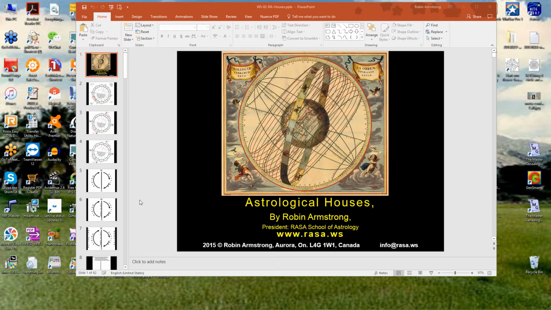So simply, a planet is your energy or your function. It picks up the attitude of the sign it's in. It throws its energy into the affairs of the house it's in, and it does it easily or with difficulty according to the aspects made to it. That's the summation of the foundations of astrology.